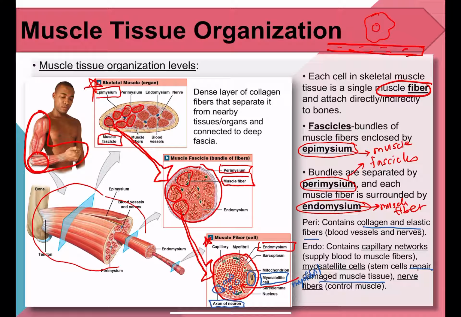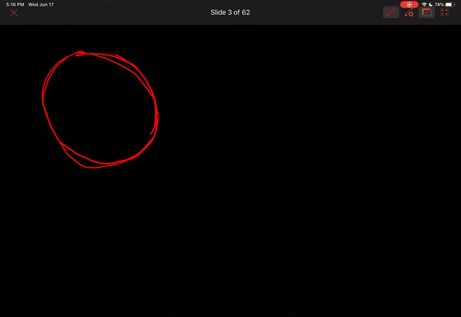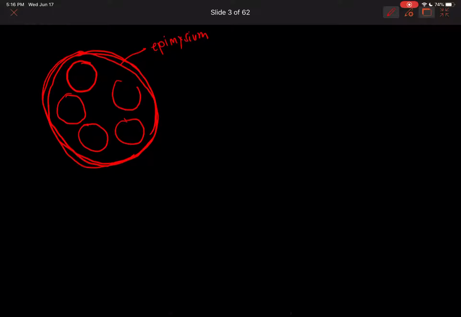All right, so let me draw this with you one more time to break down the different levels of organization of a muscle fiber. I'm going to go back to my red now. So you have your big chunk of muscle with a layer around it. And that layer is epimysium. And inside the big chunk of muscle, you have fascicles. Each one of these circles is a fascicle.